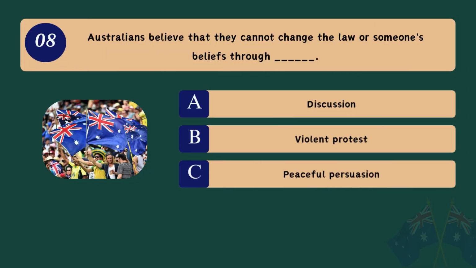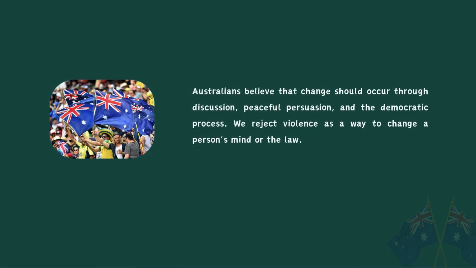Question 8. Australians believe that they cannot change the law or someone's beliefs through A. Discussion, B. Violent protest, C. Peaceful persuasion. Correct answer B. Violent protest. Australians believe that change should occur through discussion, peaceful persuasion, and the democratic process. We reject violence as a way to change a person's mind or the law.